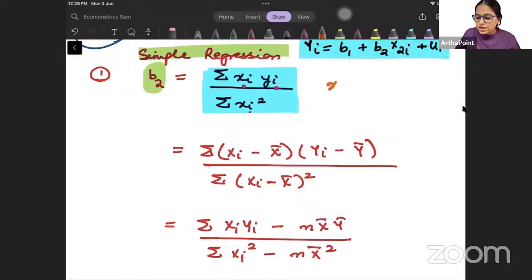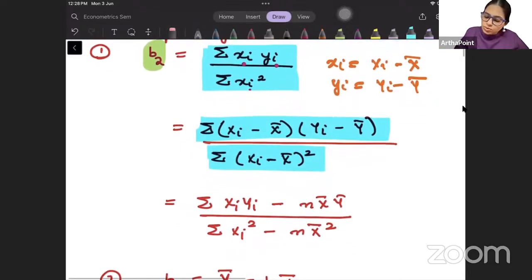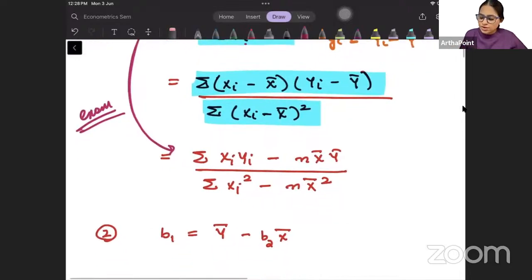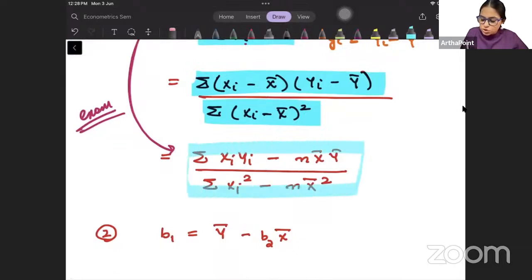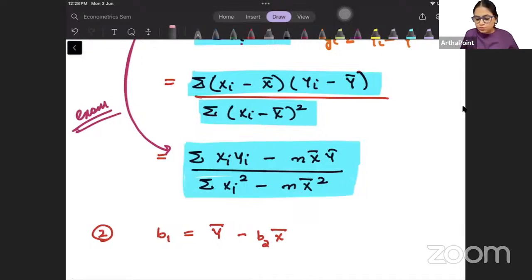So xi can be written as xi minus x bar, and yi can be written as yi minus y bar. You can also write them in this format, divided by summation xi minus x bar square. You can also write B2 this way. This has been asked many times in exam. You can also write B2 in the raw form: summation xi yi minus n x bar y bar upon summation xi square minus n x bar square. This is another way to write B2, right?